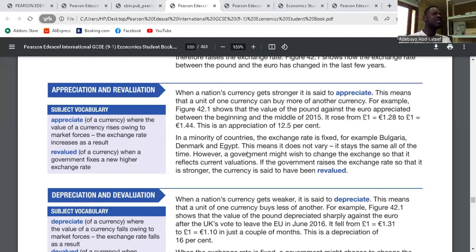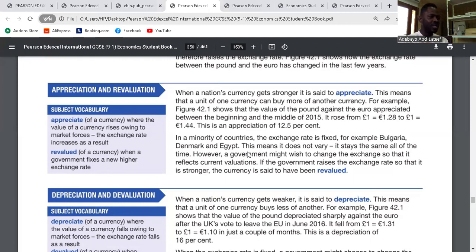So here they are talking about appreciation and revaluation, which is talking about increasing the value of the exchange rate. So they put them together: the floating, which is appreciation, and the fixed, which is revaluation. Both of them mean an increase in the value of the currency. When the nation's currency gets stronger, it is said to appreciate. This means that a unit of one currency can buy more of another currency. So we call it appreciation.